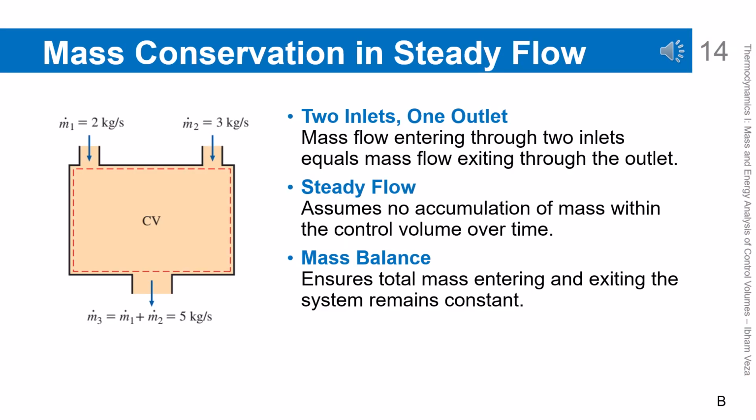flow. Mass conservation in steady flow conditions. The mass flow rate entering must equal the mass flow rate leaving. There is no mass accumulation inside the control volume over time. The example with 2 inlets and 1 outlet shows that the total mass flow must be balanced. This principle is a direct application of the law of conservation of mass. The steady flow assumption is crucial to simplify the mass balance equation.